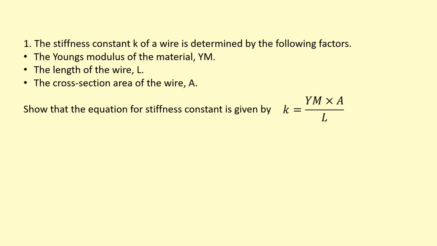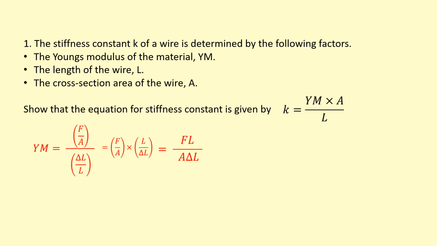We saw that stiffness depends on 3 factors: the Young's modulus, the original length, and the cross-section area. In this question, we're asked to show that the stiffness constant K is given by the Young's modulus times the cross-section area over the original length. So let's start with the equation for Young's modulus, which is the most important here. Young's modulus is stress over strain. Stress is force over area, and strain is change in length over length. I'm going to flip the fraction at the bottom and multiply like this, and that gives me this useful equation here.